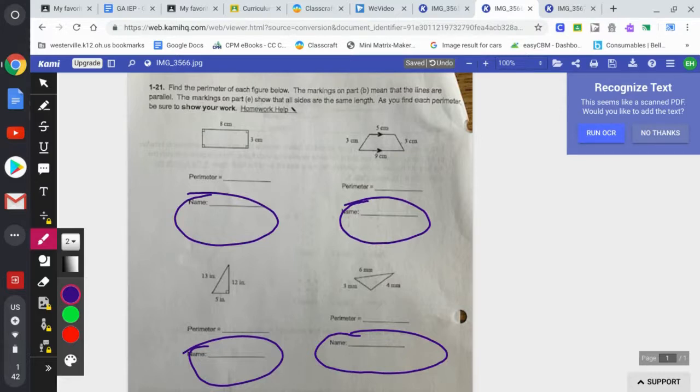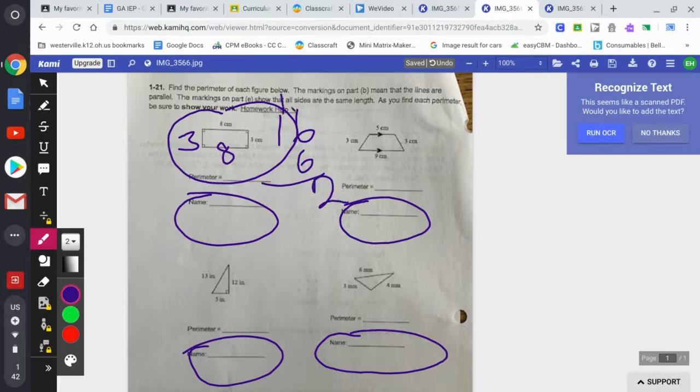Perimeter means outside. If you're making a fence, you're probably closing in your yard. So all you're going to do is add your side lengths up. We have 8 plus 8 plus 3 plus 3. 8 plus 8 is 16. 3 plus 3 is 6. 16 plus 6, 22. Get in the habit, if 22 is the perimeter, of adding centimeters to the shape because we always label our area and perimeters.